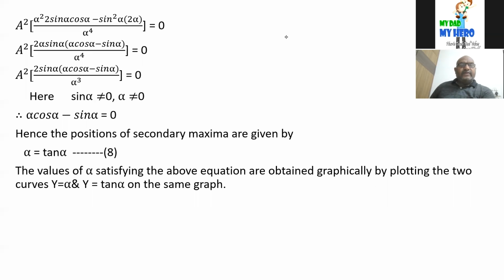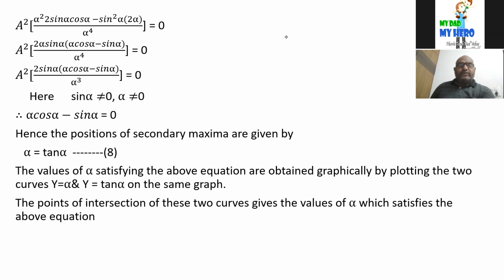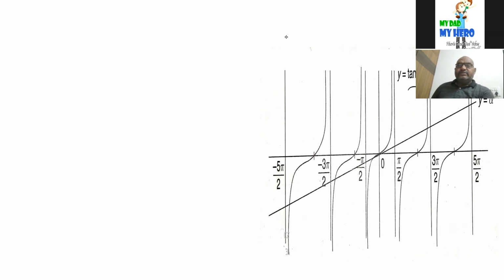From the values satisfying the above equation, we obtain them graphically by plotting the two curves y is equal to alpha and y is equal to tan alpha on the same graph. The positions of intersection of these two curves give the values of alpha which satisfy the above equation. So that is called the representation diagram. The marks are 0, pi by 2, 3 pi by 2, 5 pi by 2 and so on.